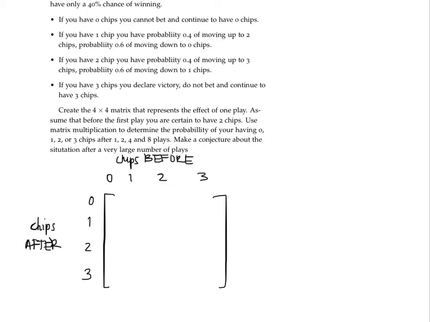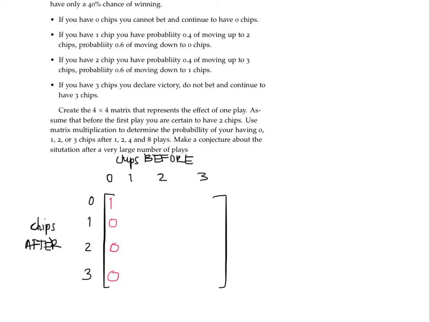So if I have 0 chips, the chances of me having 0 chips after the round of play is 100%. So there's a 1 right here. There's no chance that I will have 1 chip, there's no chance that I will have 2 chips, and there's no chance that I will have 3 chips because I cannot play if I have 0 chips.